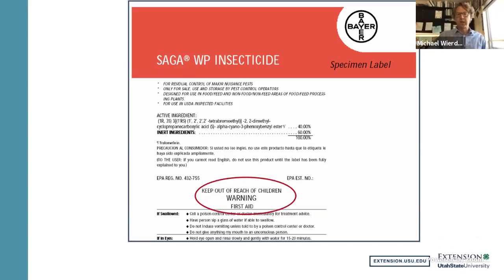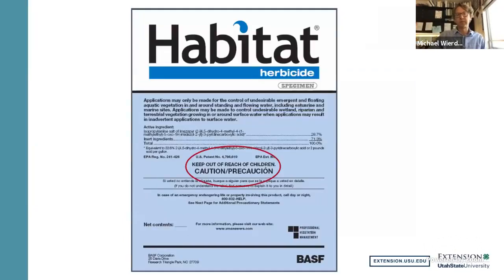Sections on the label entitled First Aid or Statement of Practical Treatment, which we'll talk about here in a minute, give the user additional information on first aid procedures to perform if an exposure occurs. The signal word caution may have the Spanish word precaución included. Again, caution indicates low toxicity products.